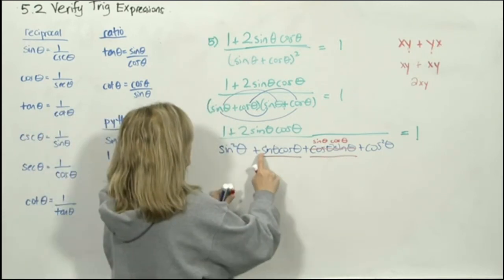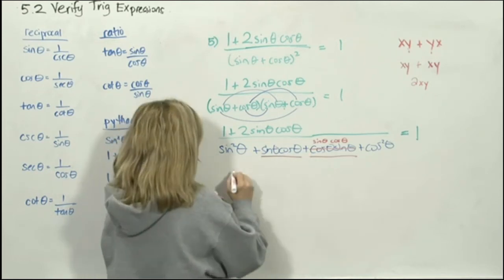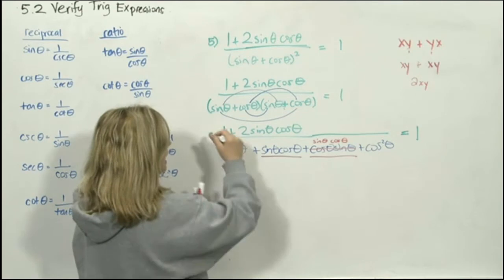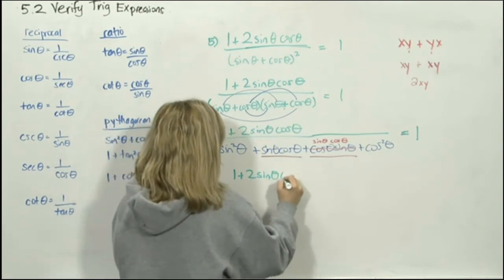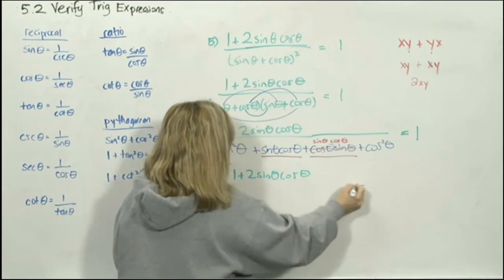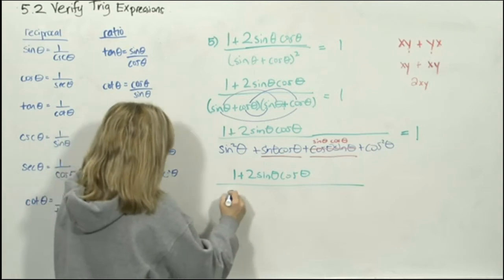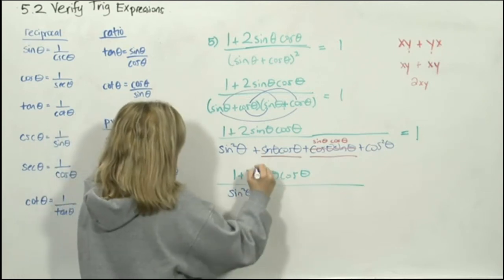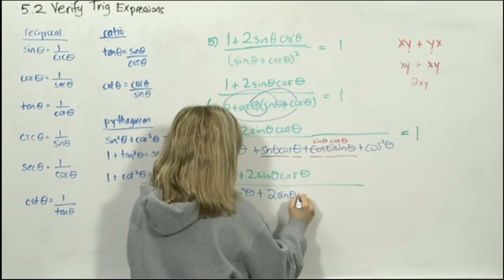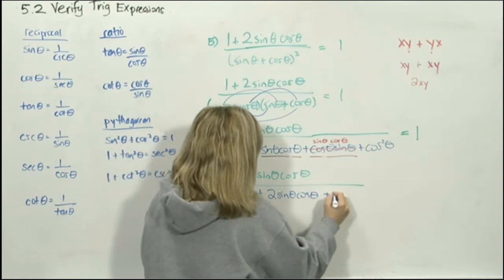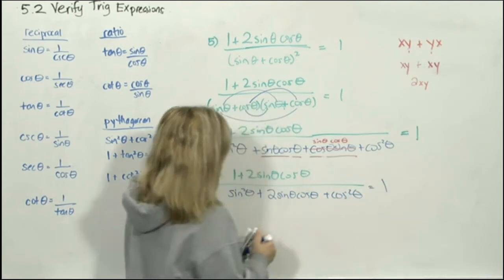But if they're both the same, one of these and one of these makes 2 of those terms. So now I have, again, the numerator staying. Bring the numerator down. Don't lose your work. But now the denominator is going to have sine squared theta plus 2 of these. So 2 sine theta cosine theta plus cosine squared theta. And we're trying to get it to equal 1.